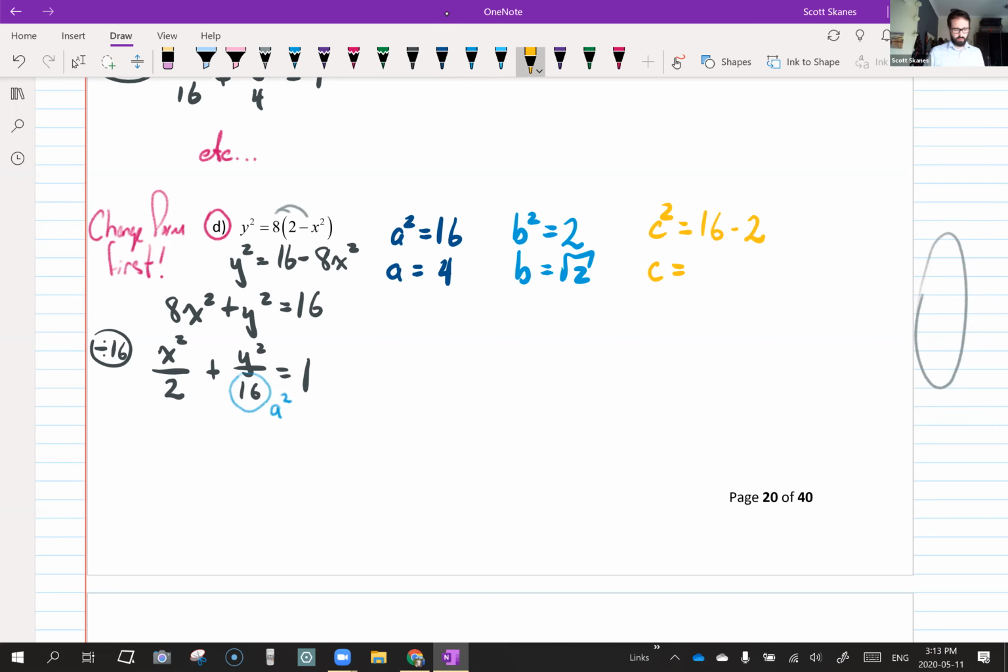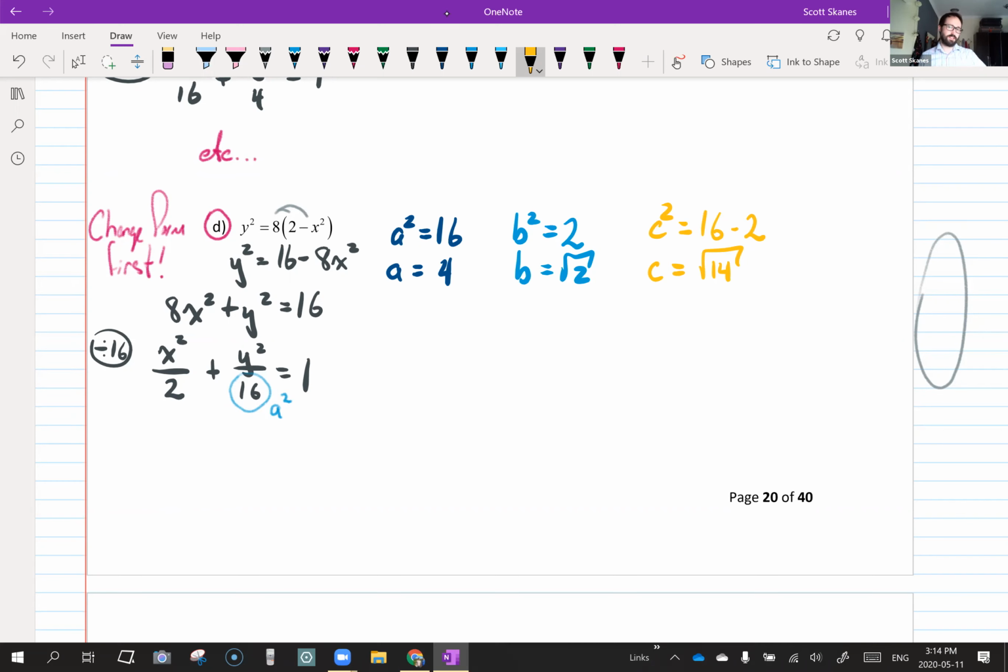Wait. 16 minus, sorry, one second. Yeah, okay, I was right. 16 minus 2, root 14. Can root 14 be simplified? 7 and 2? No, neither one is a perfect square. So I've got those three.